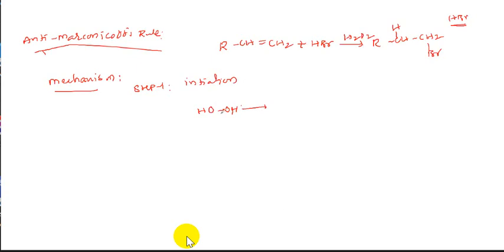In peroxide, both the oxygens have the same electronegativity, so homolytic fission takes place. Then we get an OH radical. This again reacts with HBr, again homolytic fission. This H radical and OH radical are converted to H2O and we generate a bromine radical.